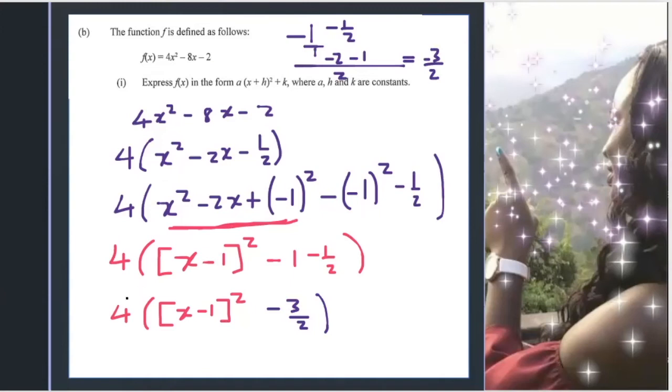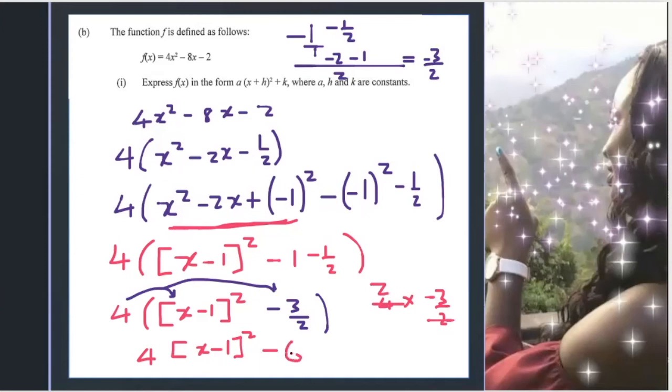The last thing is just to distribute this 4, multiplying each of these by 4. So what I have here is 4, open bracket, x minus 1, all square, and then multiplying 4 times minus 3 over 2. 2 into 4 goes 2 times, and 2 times negative 3, that's minus 6. And that's it.